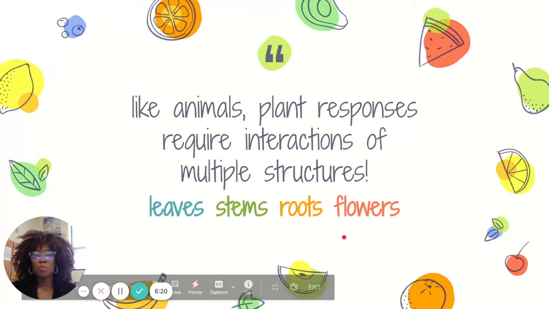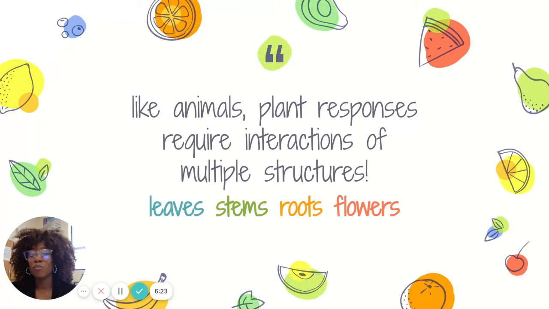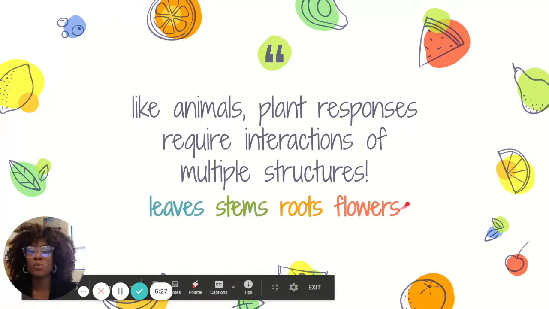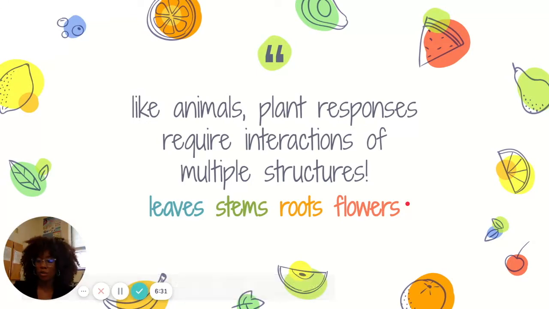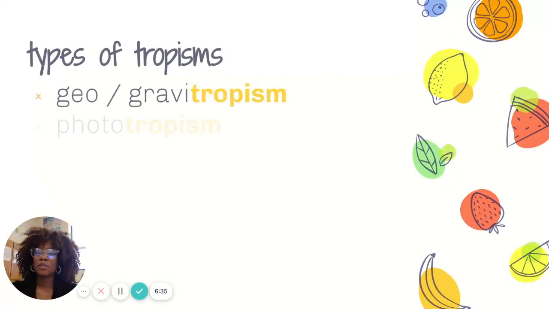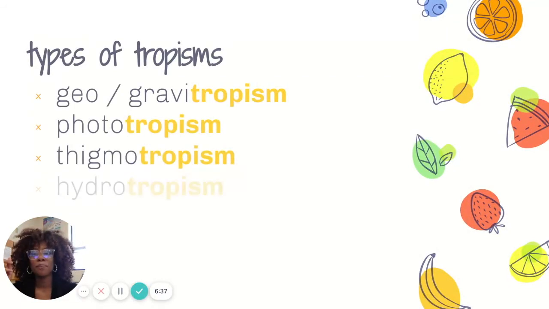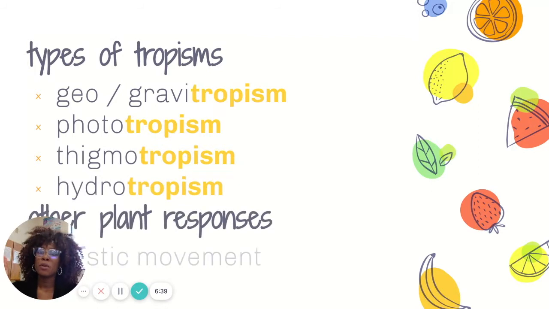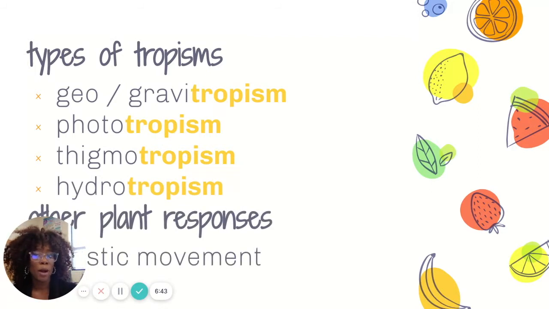So just like in animals, plant responses are going to require interactions of multiple systems, multiple body structures. Okay, so in plants, it's going to be leaves, stems, roots, and flowers, versus in you and I, it's probably your brain and your muscles and your bones and all of that working together. Okay, so there are different types of tropisms. We have geotropism, phototropism, thigmotropism, and hydrotropism. And then another plant response we'll talk about at the very end of lecture today is the nastic movement responses.